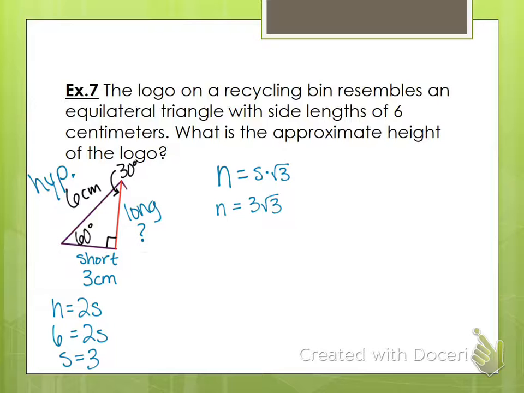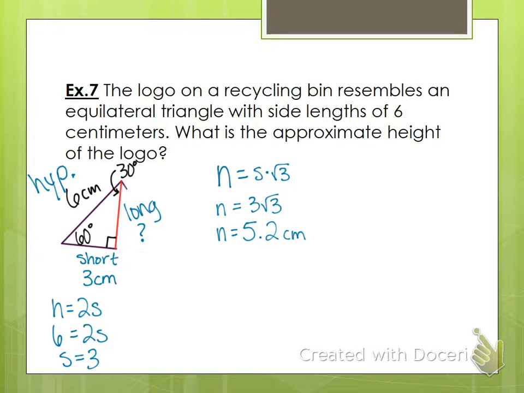However, they wanted the approximate height, so we should go ahead and multiply that out. Let's round to the nearest tenth. And what would we get? Do we agree with 5.2 centimeters approximately? Okay.